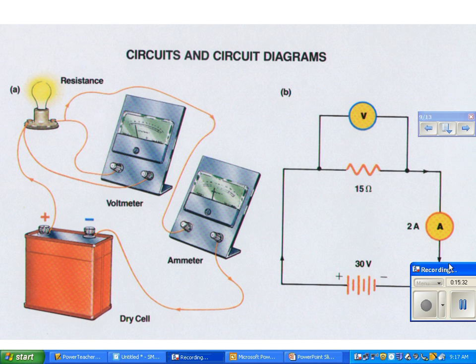They'll say, which one is correct? They'll show you a picture. Which one shows the correct connection of a voltmeter and ammeter? And if you can just pick the right one, awesome.